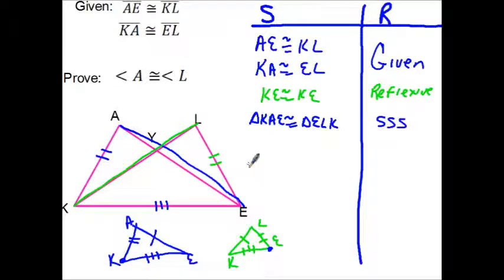Last but not least, I want to prove why angle A is congruent to angle L, and when I look at those, they're corresponding pieces. They're both located between the 2 and the 1 tick mark. So let's go ahead and say that. Angle A is congruent to angle L. The reason is they're corresponding pieces of congruent triangles, which makes them congruent.